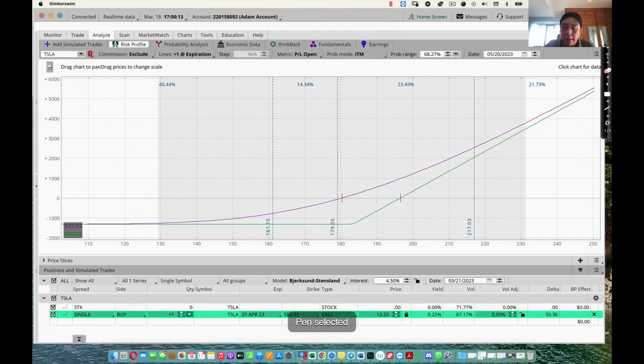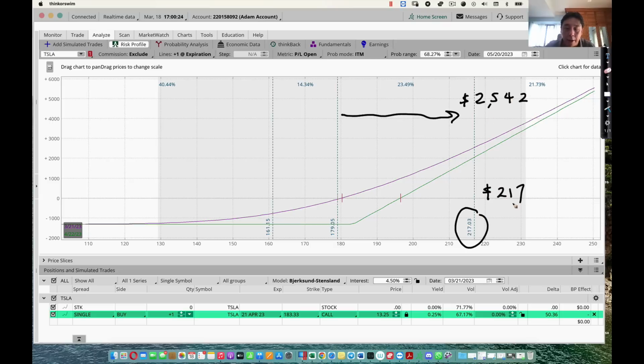So let me write this down. So if Tesla goes up to here, you will make 2542 in profit. This is at $217 target price, right? As you can see. Then the question would be, okay, what if Tesla doesn't go up? What if Tesla goes down? Okay. Now again, you gotta have a point where you're saying, okay, if it goes down to a certain level, I'm gonna cut loss. I'm gonna close the trade. You gotta have an exit plan if it doesn't go your way.